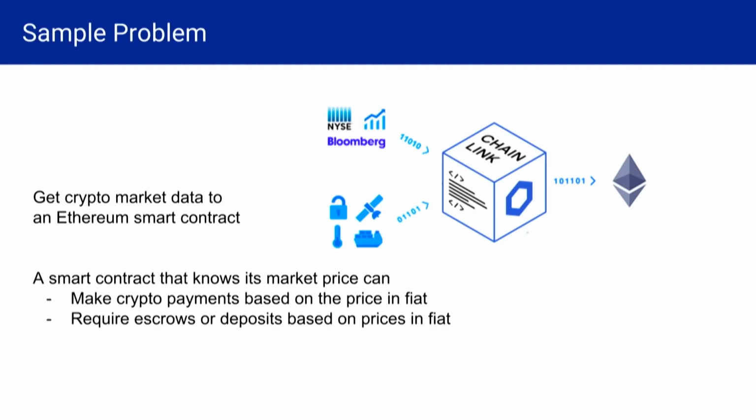We're going to use a use case here today that retrieves the current price of Ethereum and feeds that into a smart contract. When a smart contract knows the market price of some asset, it can do things a little bit more interesting, like basing a payment off of the value of that asset instead of just blindly doing a token transfer for some amount.